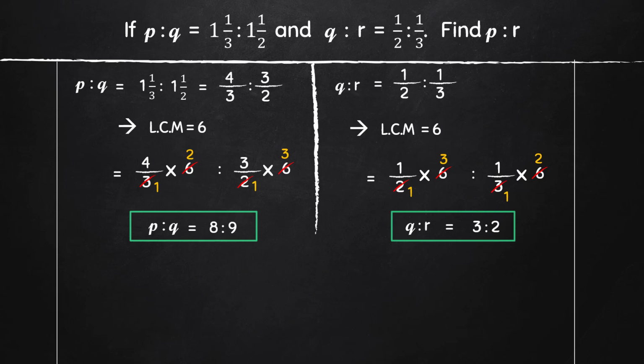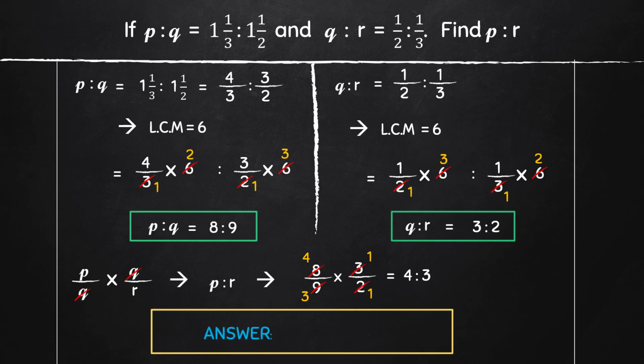We need to calculate P is to R. So P by Q, that is the first ratio, multiplied by the second ratio. The Q and Q get cancelled and we get P is to R. So we're going to follow the same thing. P by Q is equal to 8 by 9 into Q by R, 3 by 2. So let's do the necessary cancellations. 2 ones are 2, 2 fours are 8, 3 ones are 3, 3 threes are 9. The ratio that we get is 4 is to 3. Final answer step: P is to R is equal to 4 is to 3.